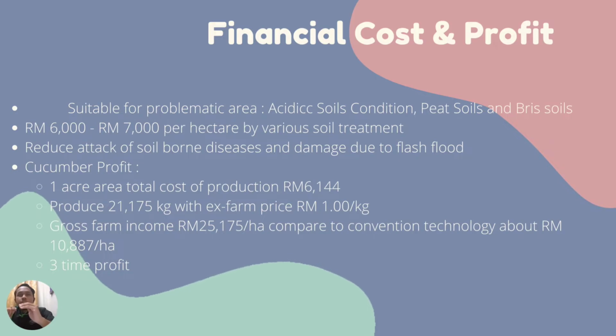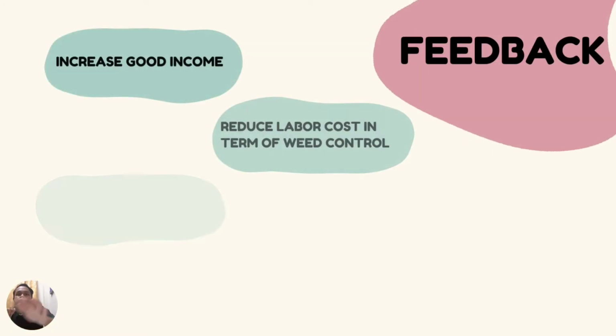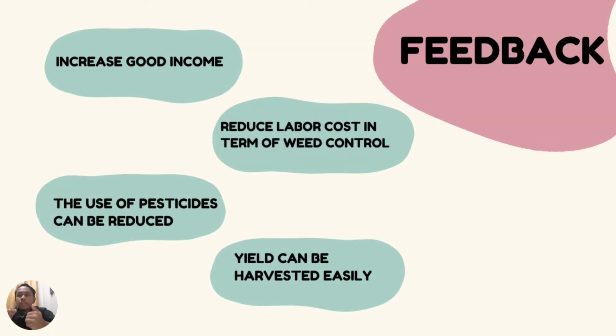Okay, next we look at the feedback. The first feedback of hanging fertigation is that it can increase income due to increased yield through efficient use of fertilizer and longer economic lifespan of the crop. It also increases productivity and crop quality. Secondly, this method can reduce labor costs in terms of weed control.